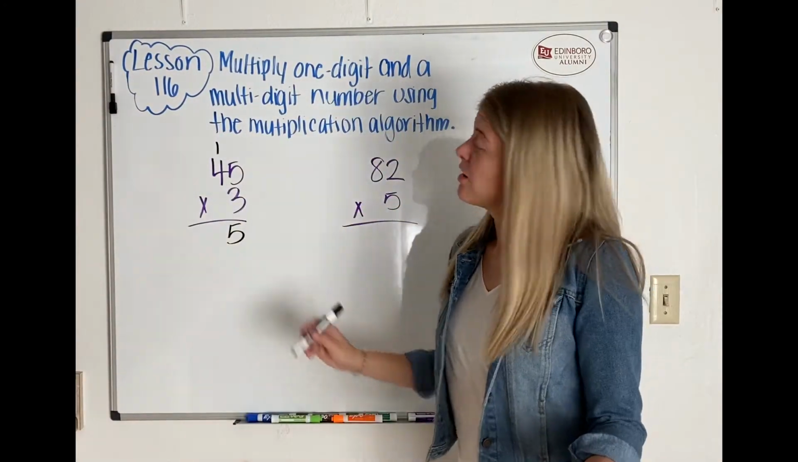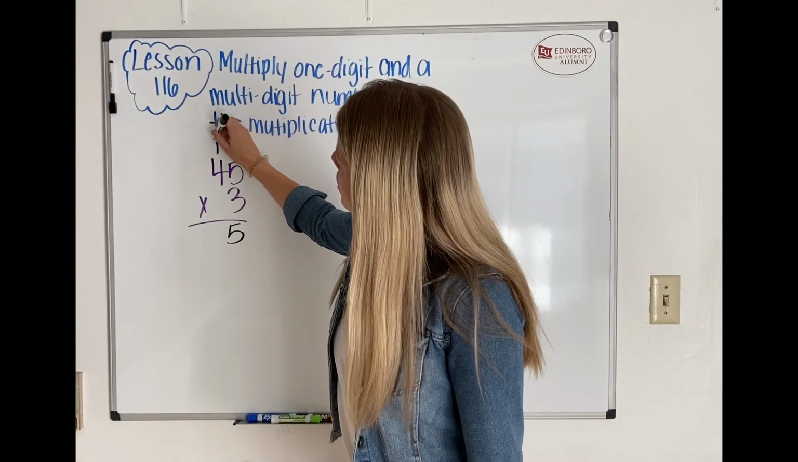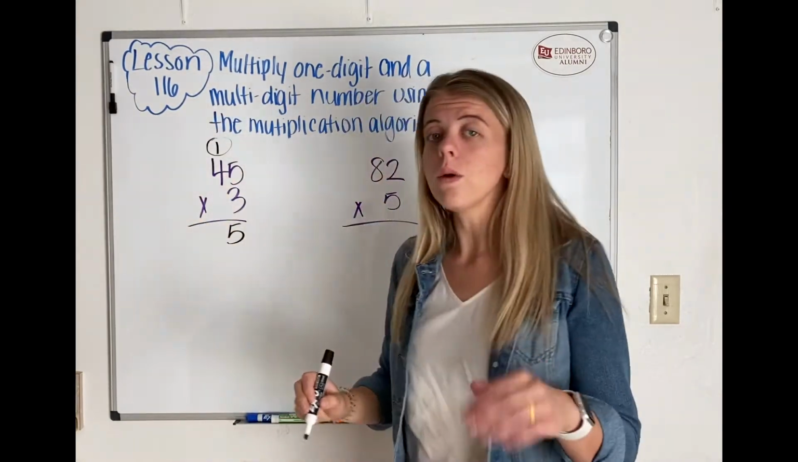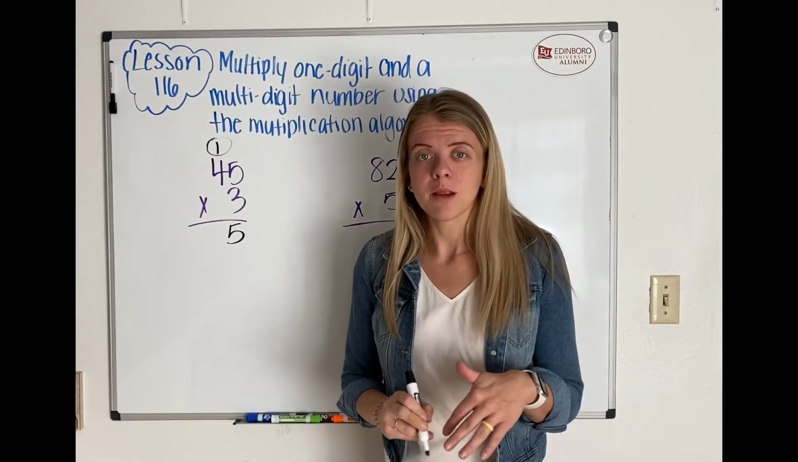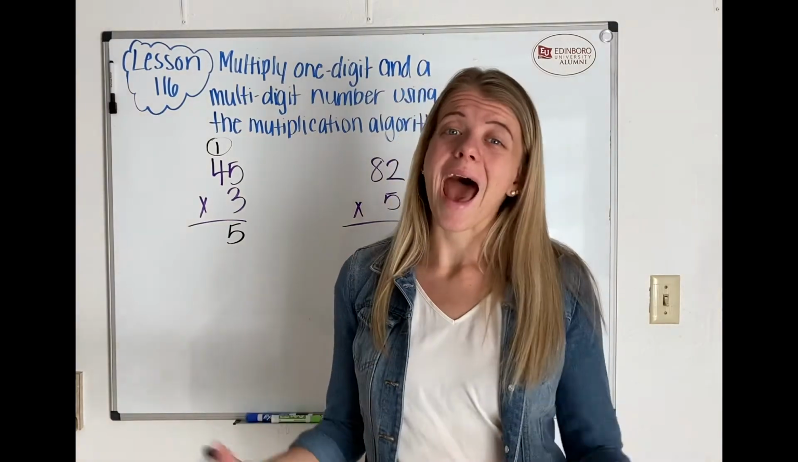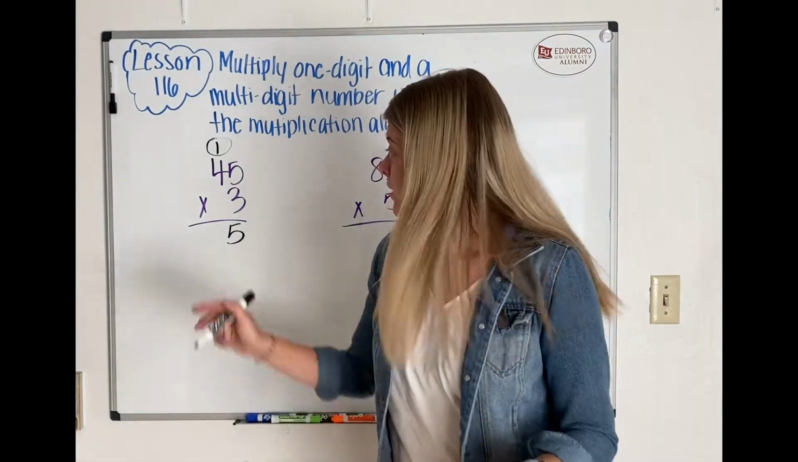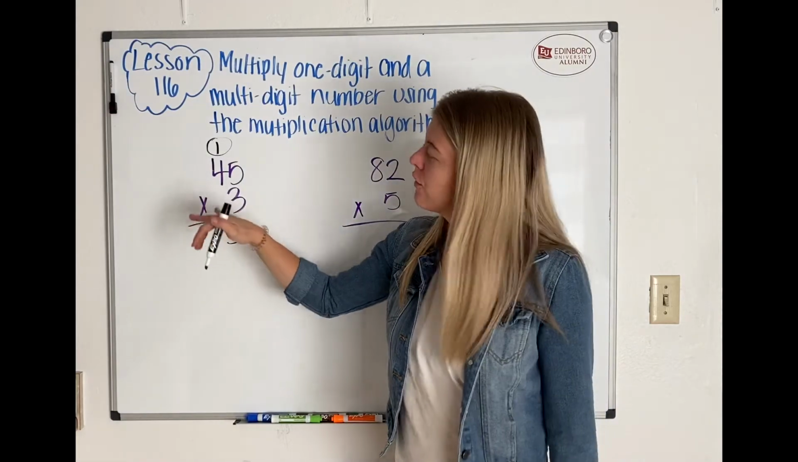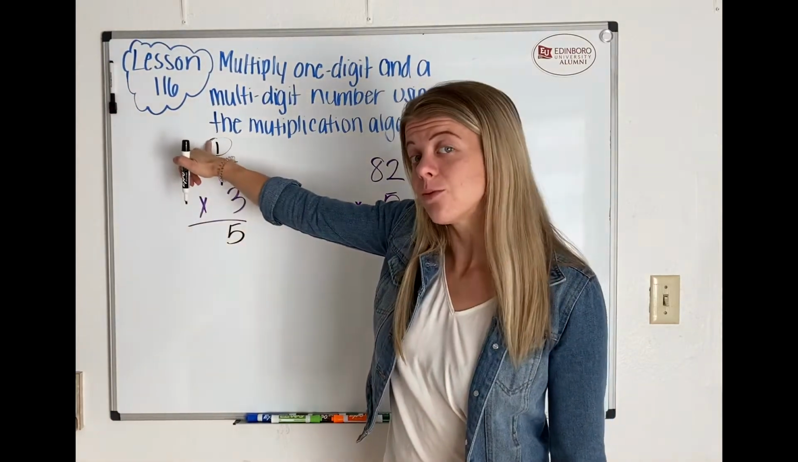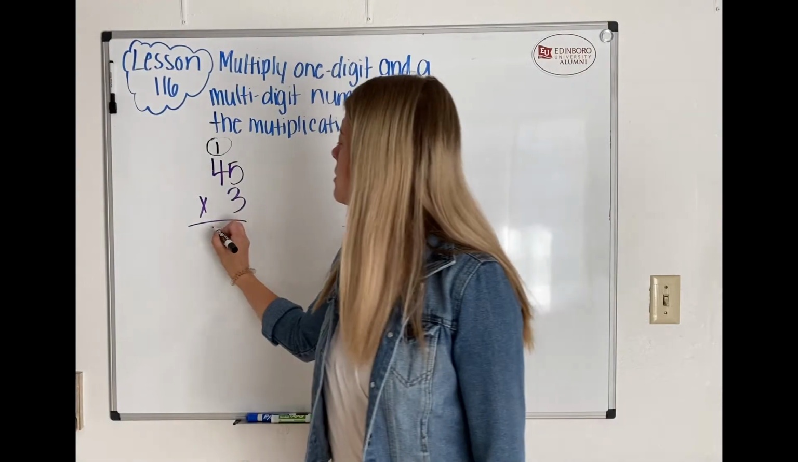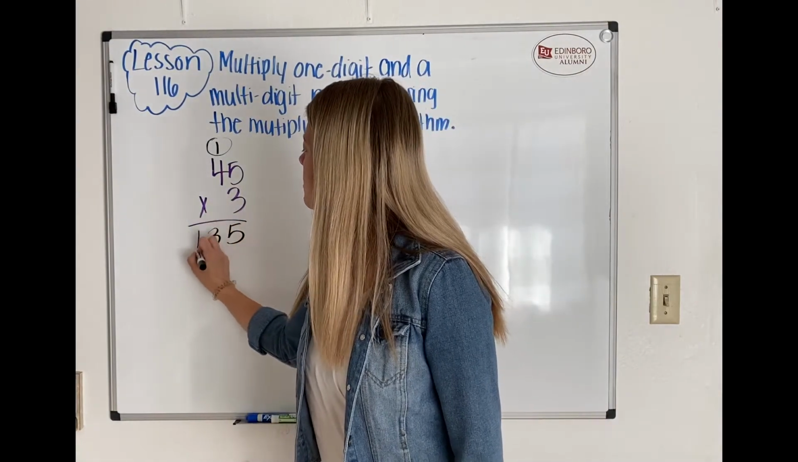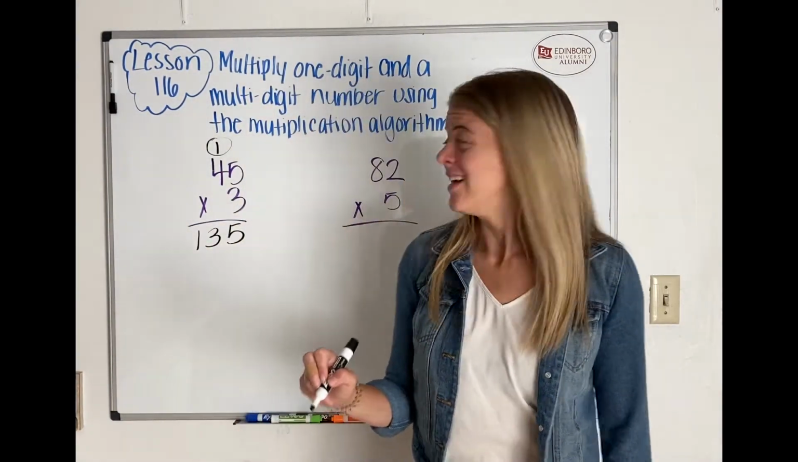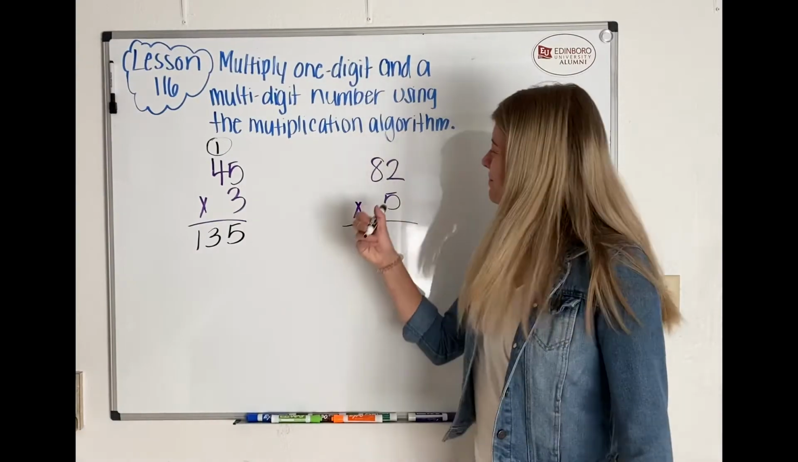Now the tricky part of this is I want you to make sure that your top number is always in a bubble. Because that top number, if it's in a bubble, we're going to add it, not multiply it. So 4 times 3 is 12. 12 plus 1 is 13. 135.